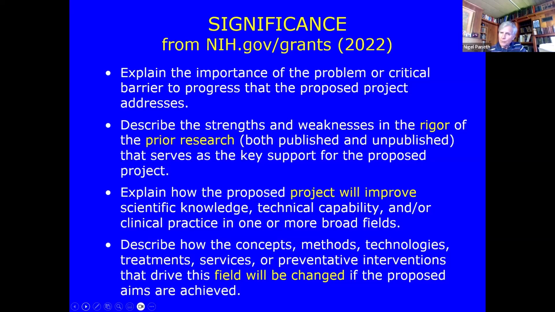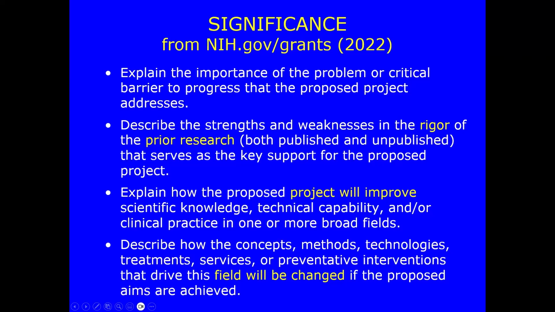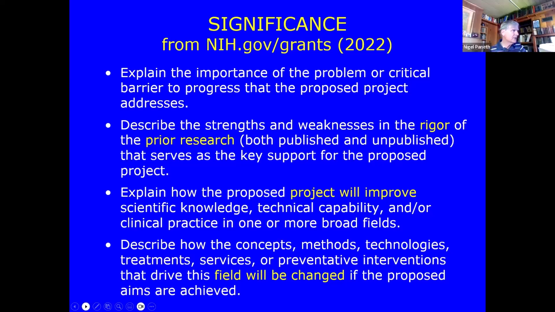You have to explain the importance of the problem or the critical barrier to progress that the proposed research addresses. Then you should describe the strengths and weaknesses and the rigor, and I'll come back to the term rigor, which is a new term being tossed around in NIH reviews, of the prior research. How good is it? How strong is it? And then explain how what you're going to do is going to make an improvement. And then finally, how even the field will be changed by what you are proposing. Very ambitious description of significance.